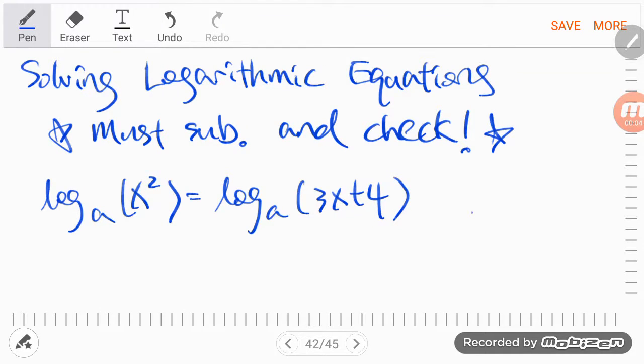In this video, I'm going to show you guys a few examples on solving logarithmic equations. Alright, so we're going to solve a few examples that involve logarithmic equations.